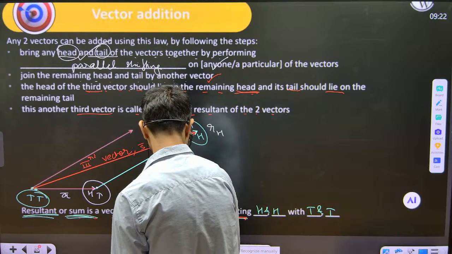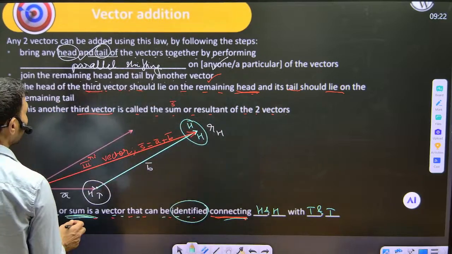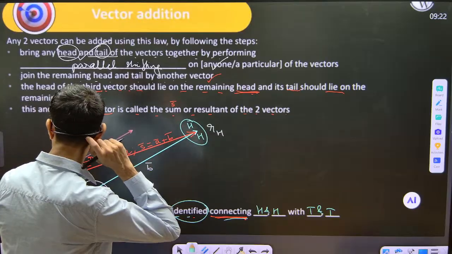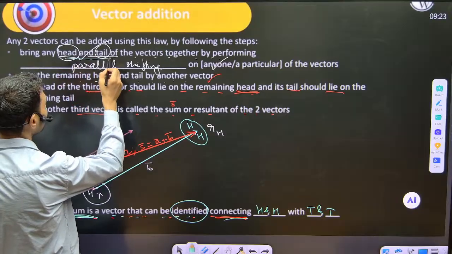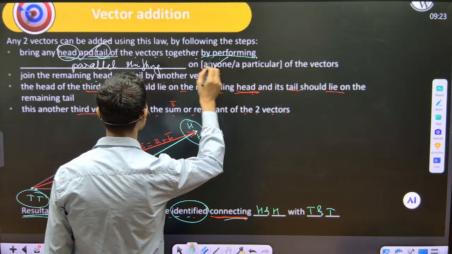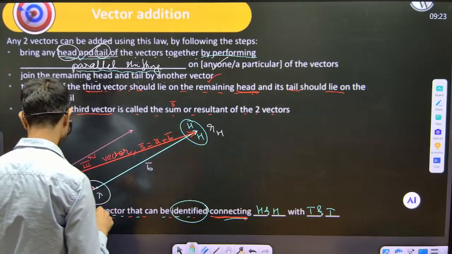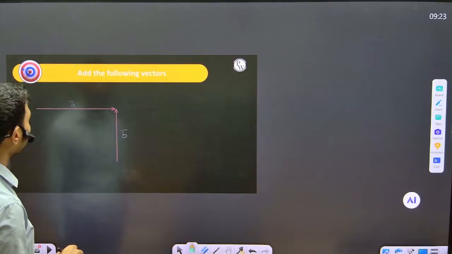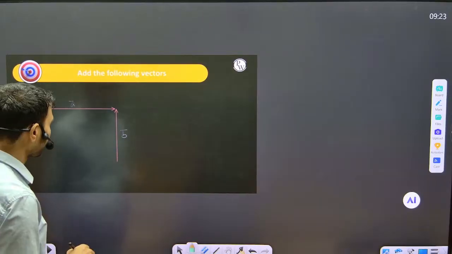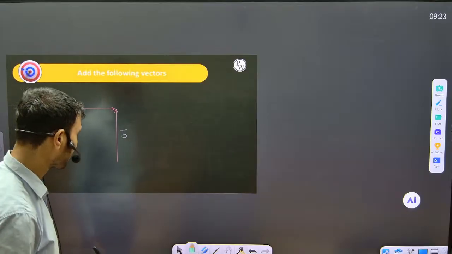Okay. So, yeah, what was I saying? I was saying that we have to bring the head and tail together, right? And bring the head and tail together by performing what, guys? What do we have to perform? Parallel shifting, right? Parallel shifting. So see, let's perform parallel shifting, right? So that we can get the head and tail together.